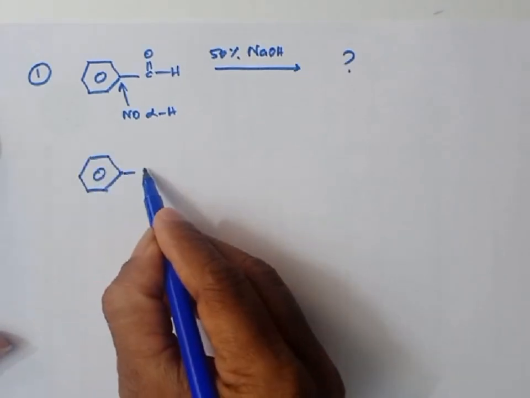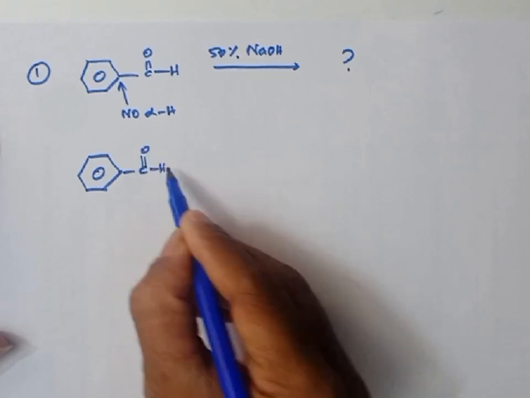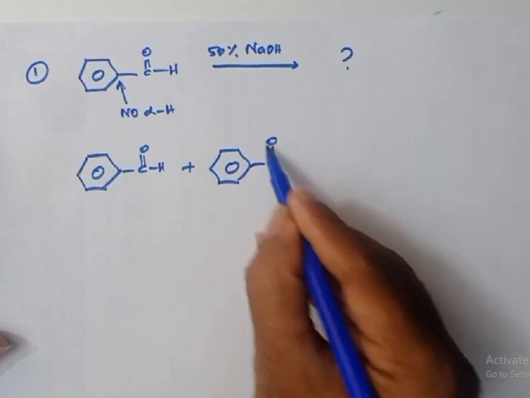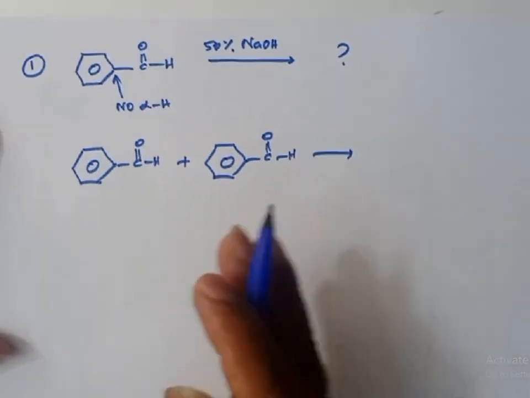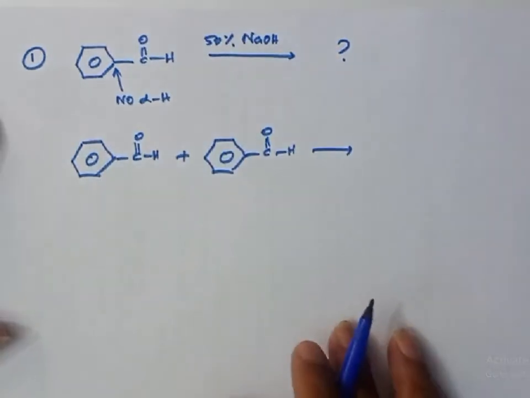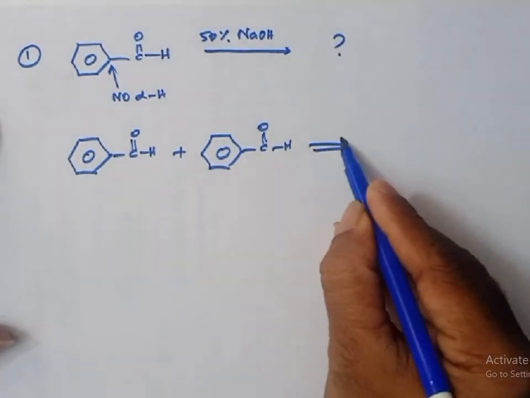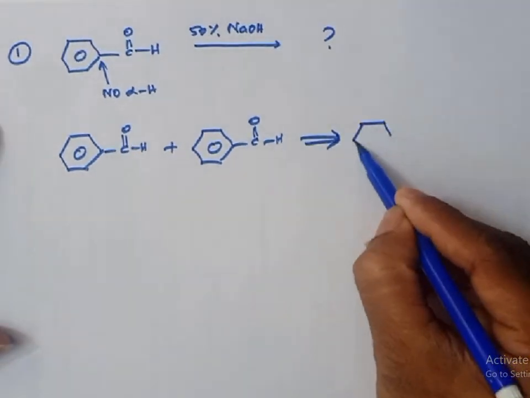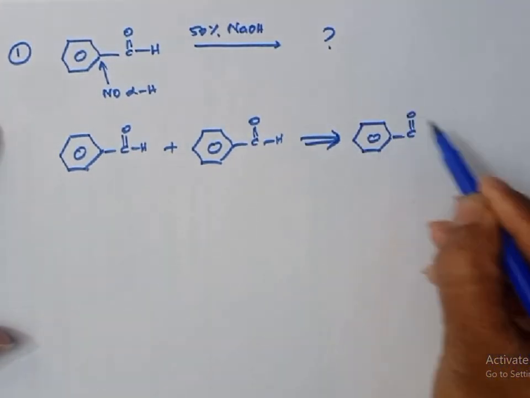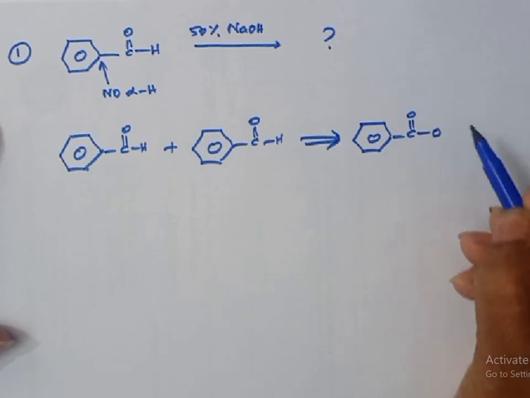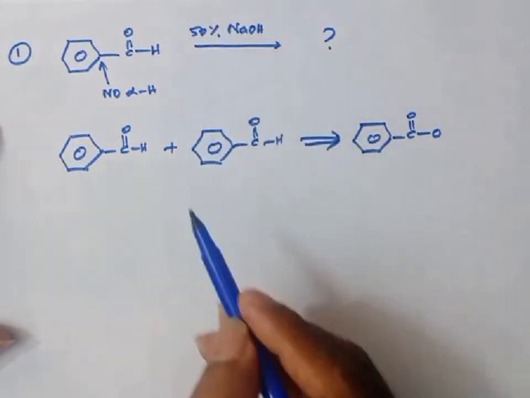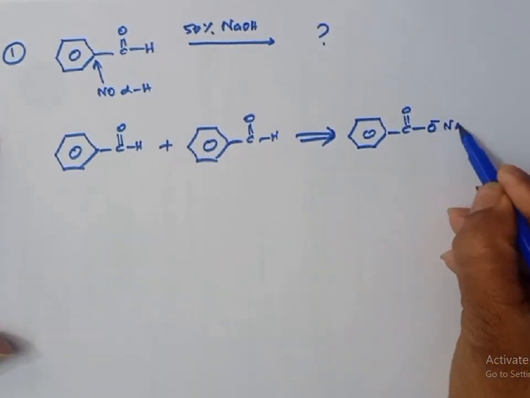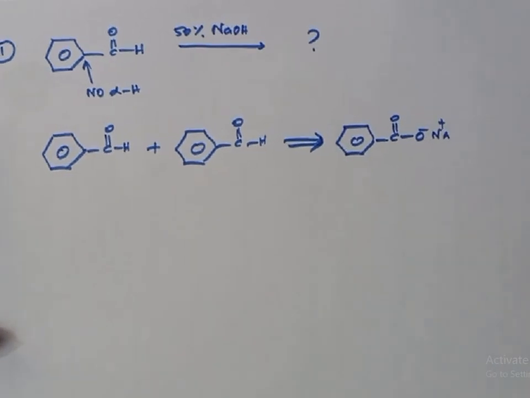You should take two molecules actually. So let me take two molecules, one and the second one. And this is an example for a self-oxidation, self-reduction reaction. So what happens here? One molecule undergoes oxidation. When an aldehyde undergoes oxidation, you'll get an acid, COOH, but the medium has base. Therefore, you will never get the acid. You will get the corresponding salt.